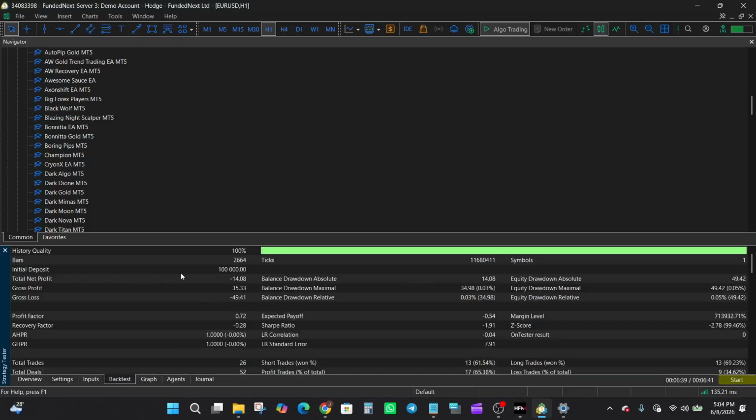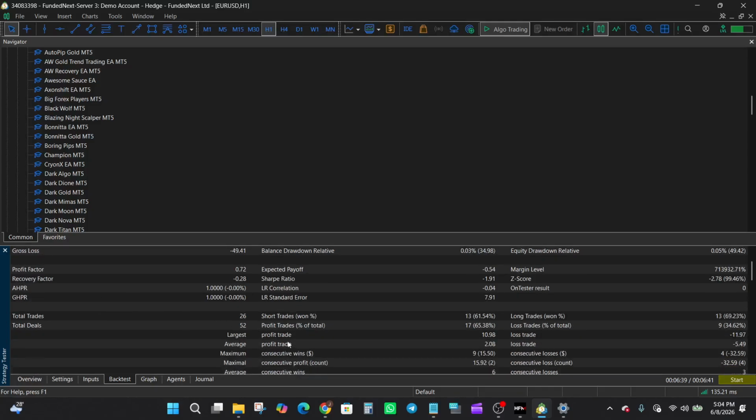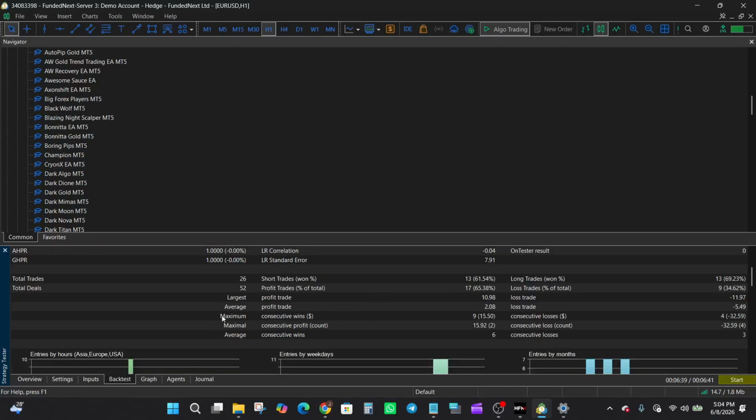Now, from an initial deposit of $100,000, we have a total net profit of negative $14.08. And the total trades taken, we are 26. Short trades, we are 13 with a 61.54% win rate. Long trades, we are 13 with a 69.23% win rate. And the largest profit taken was 10.98, and the largest loss was 11.97. Average profit $2.08, average loss $5.49.